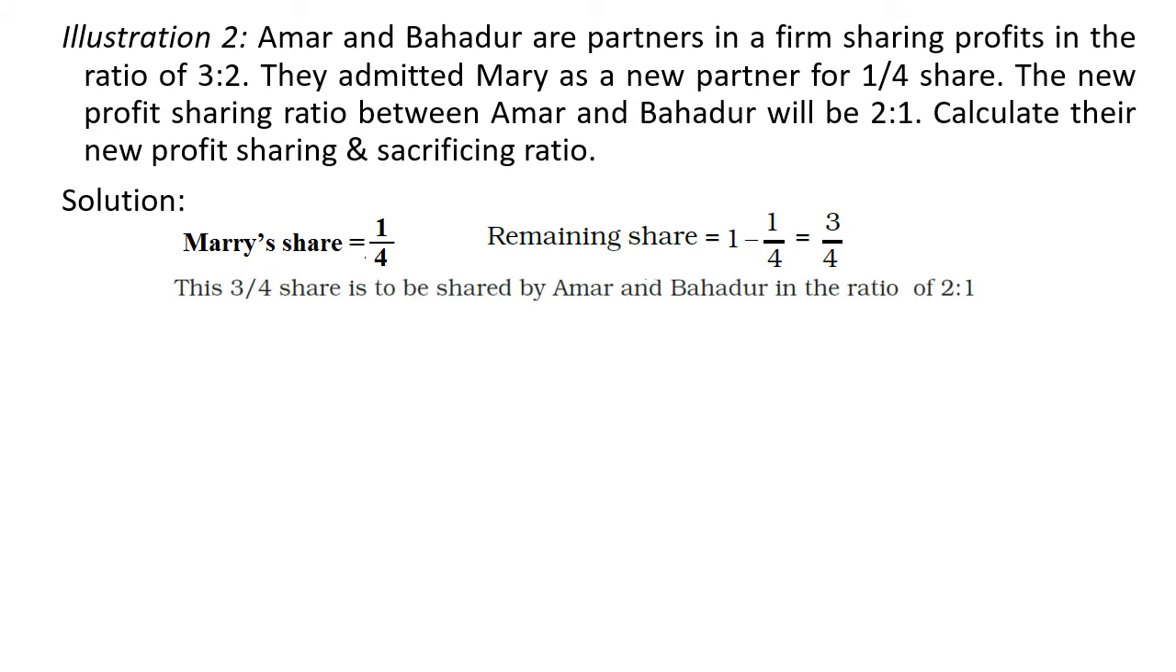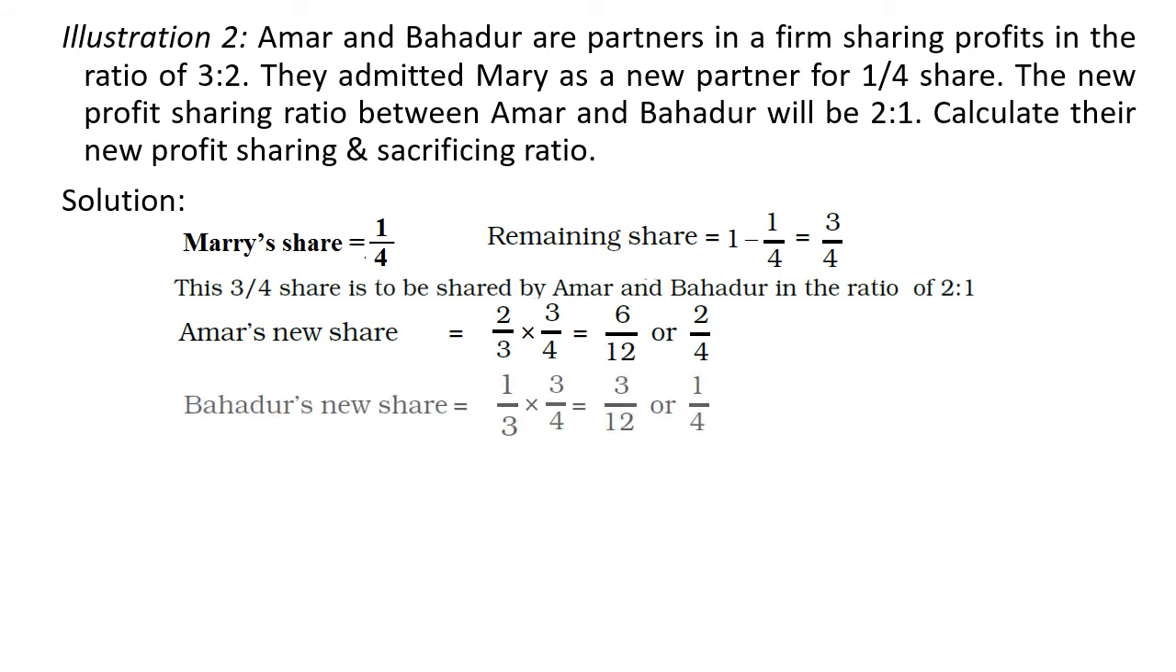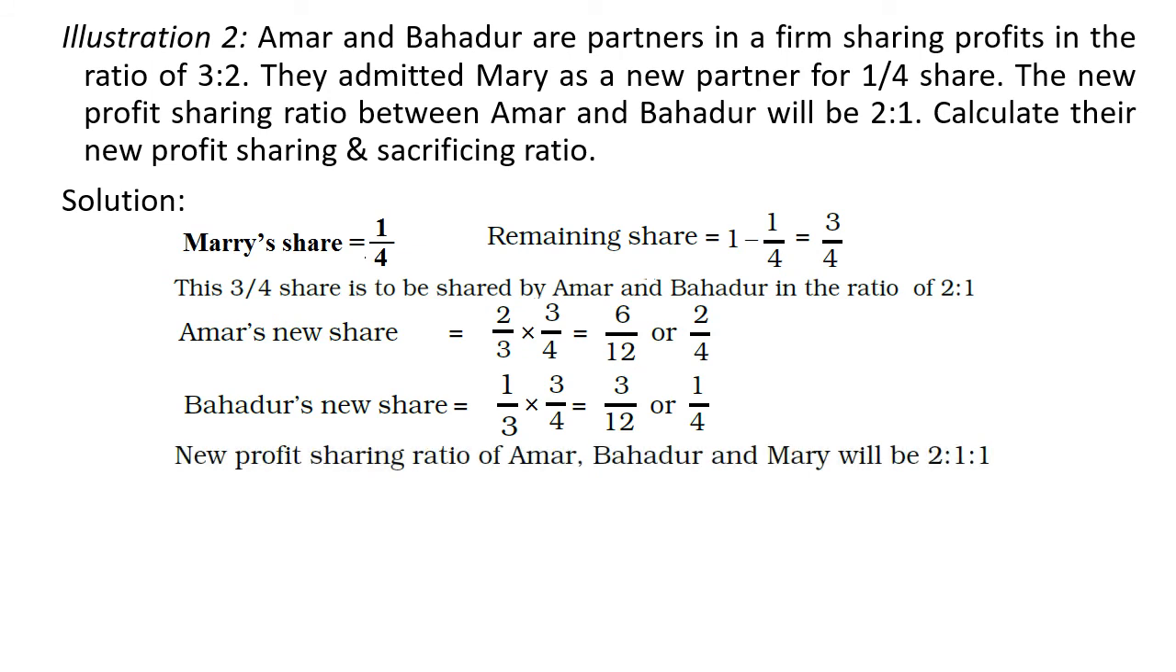Therefore, Amar's new share is equal to the remaining share 3/4 multiplied by 2/3, the share from the 2:1 ratio. So 3/4 into 2/3 comes to 6/12 or 2/4. Then Bahadur's new share is equal to the remaining share 3/4 multiplied by 1/3. Therefore 3/12 or 1/4. Then the new profit sharing ratio will be 2:1:1, because the last 1 is Mary, whom we have given 1/4. So 2:1:1 between Amar, Bahadur and Mary.